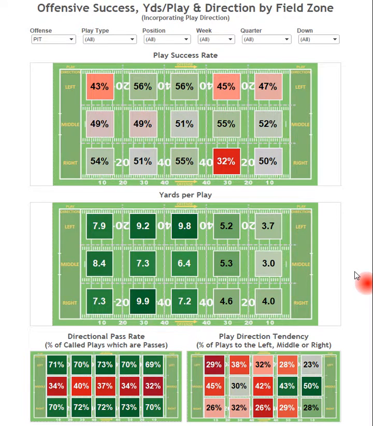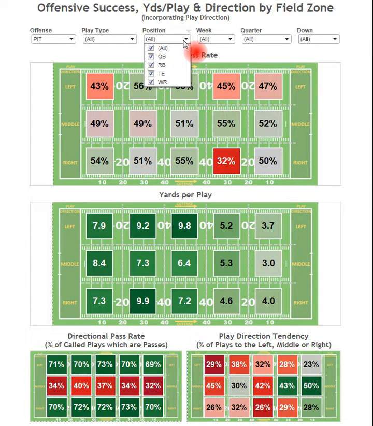All right, here we're looking at a multiple success rate table that looks at yards per play and direction by field zone. So essentially what you do is you select your team and then you can select the play type. Right now we've got all of them selected, but you can choose pass or rush if you just want to look at those types of plays.